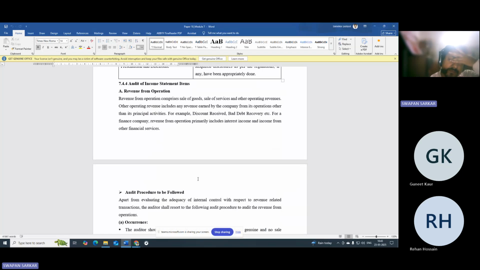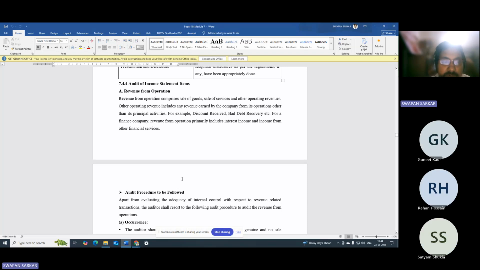Revenue from operation comprises sale of goods, sale of services, and other operating revenues. The other operating revenues include any revenue earned by the company from operations other than its principal activity, for example, discount received, bad debt recovery, etc. For a finance company, revenue from operation primarily includes interest income and income from other financial services.